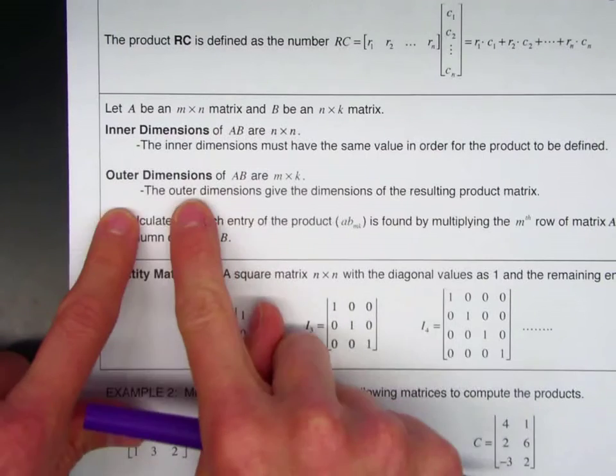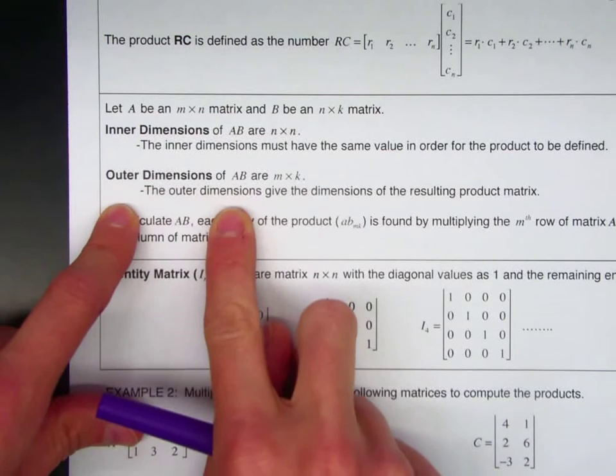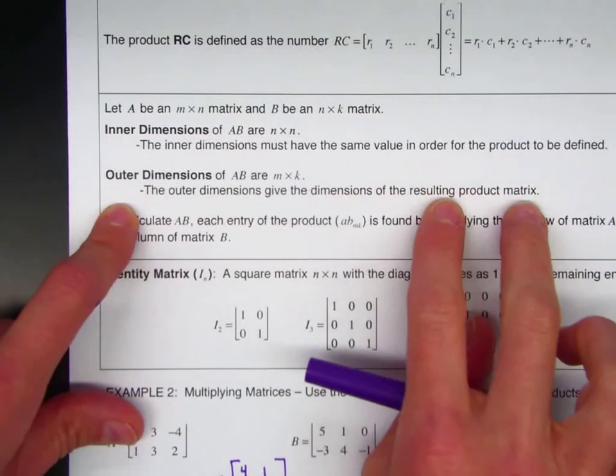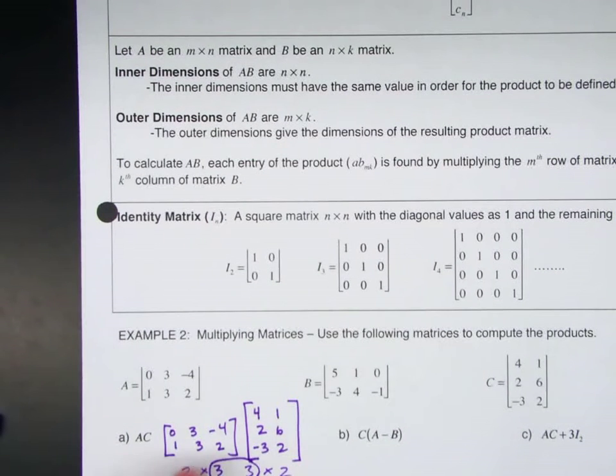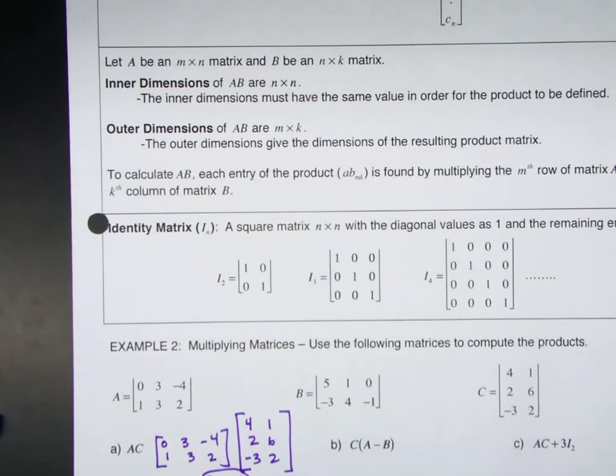So then we talk about the outer dimensions. What happens with the outer dimensions is it gives us the size of the resulting product, all right? So what are the outer dimensions here? 2 by 2. So when I multiply A times C, I'm going to have a 2 by 2 matrix, okay?